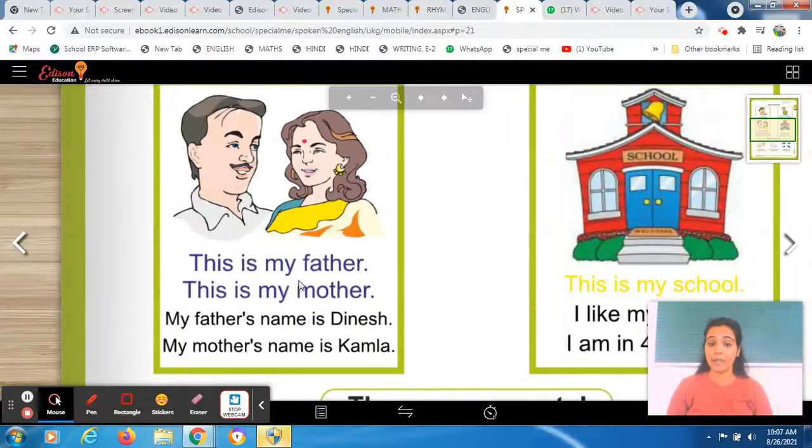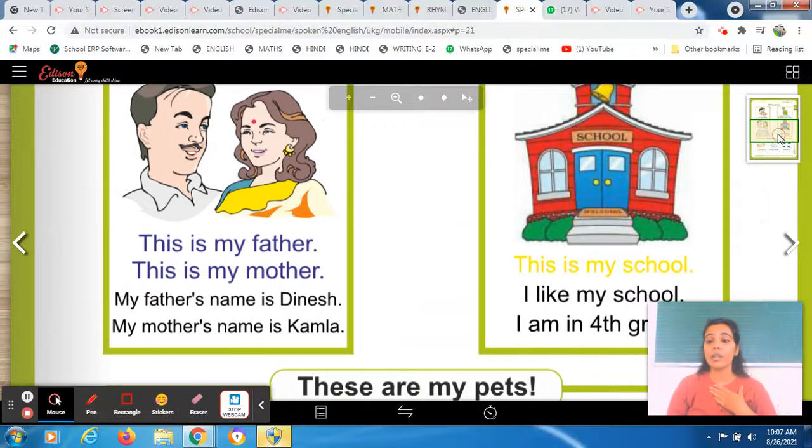This is my father. This is my mother. My father's name is so and so. My mother's name is so and so. This is my school. You can also tell about your school, that my school name is Vedanta. I like my school. I'm in such and such grade, right? So in this way, you have to give your self introduction. This is just an example of what you have to describe about yourself. Okay, so students, in this way you have to give your self introduction, practice again and again.